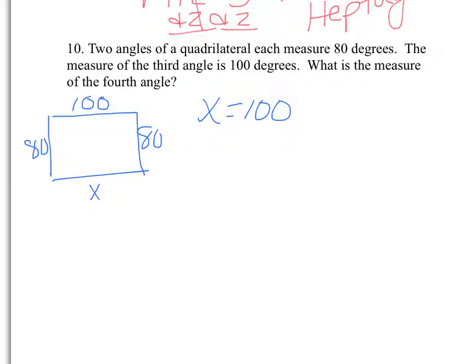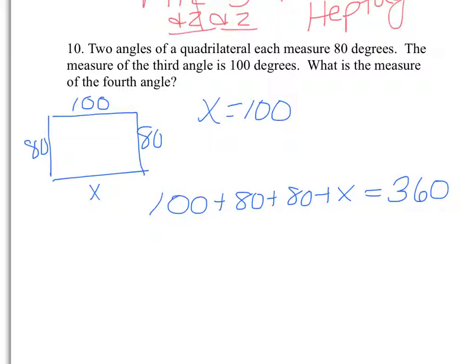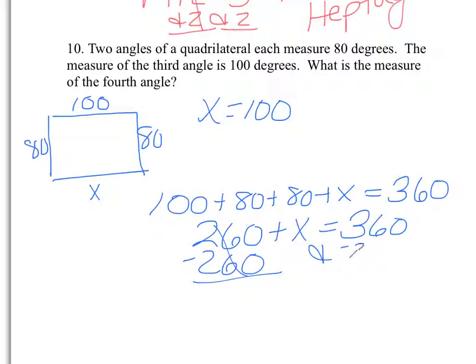The other way you could go about this is 100 plus 80 plus 80 plus x needs to equal the total of a quadrilateral, which you should know is 360. So 260 when I add up my like terms plus x equals 360. Subtract 260 from each side, and I get x equaling 100. So no matter what way you do it, you still end up with the same answer. You still do have to show work, whether it's the picture that you're using to show work or the actual math equation. But either way, you have to show work.